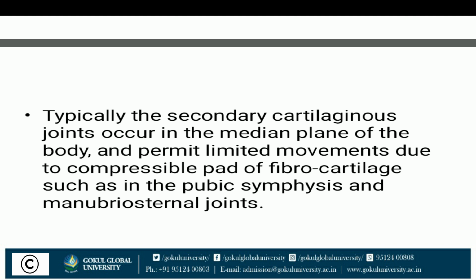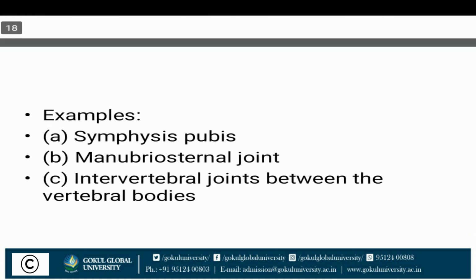Typically, the secondary cartilaginous joints occur in the median plane of the body and permit limited movements due to compressible pad of fibrocartilage such as in the pubic symphysis and manubriosternal joints. Examples: symphysis pubis, manubriosternal joint, intervertebral disc. Okay, intervertebral joints between the vertebral bodies. Yesterday we have seen, there was a pad and it acts as a shock absorber.